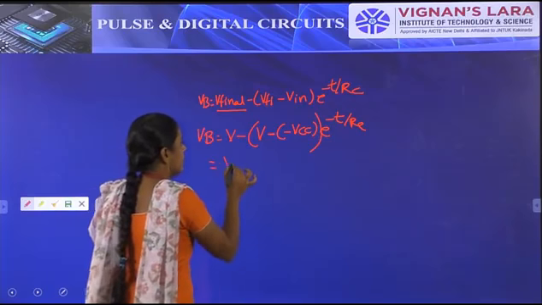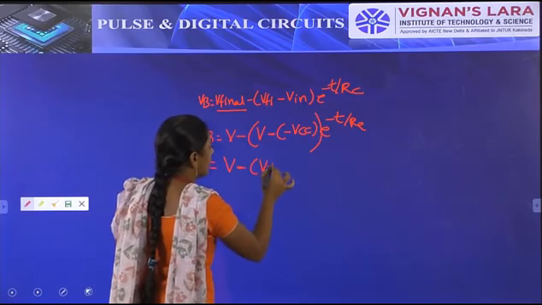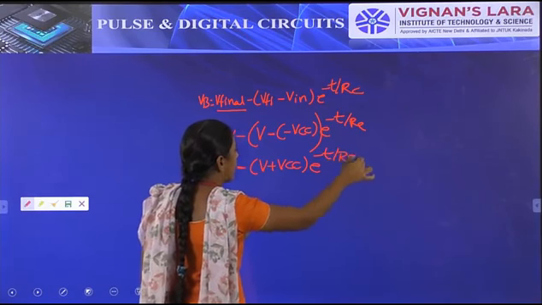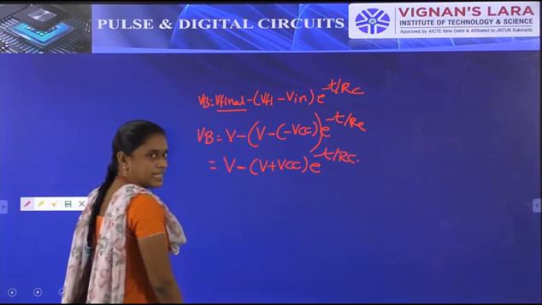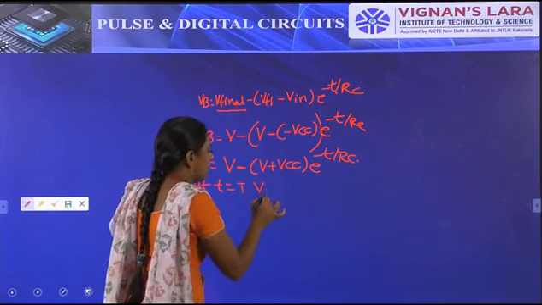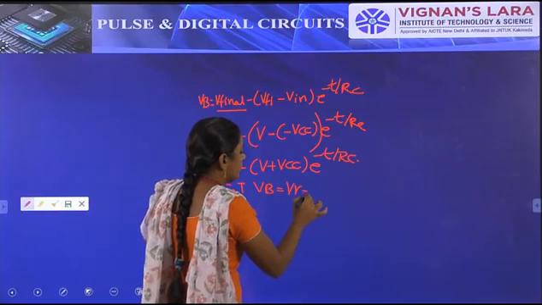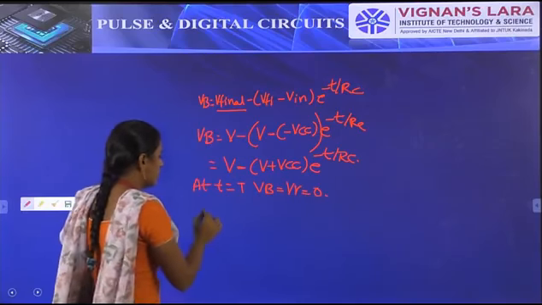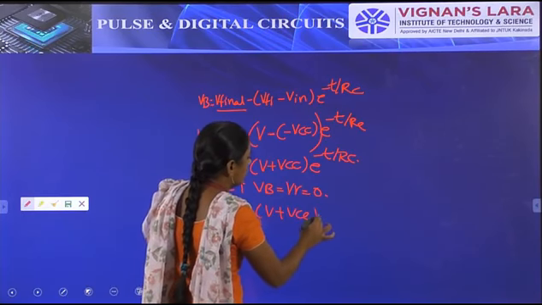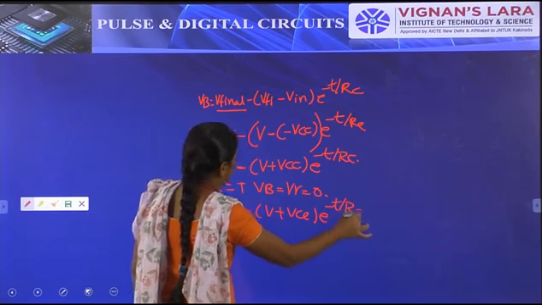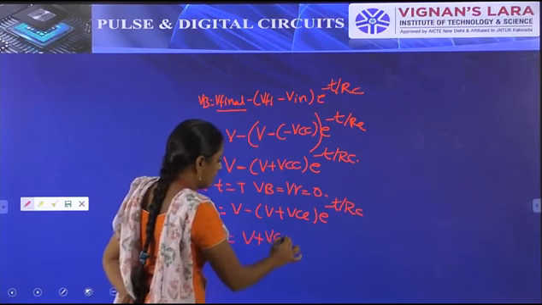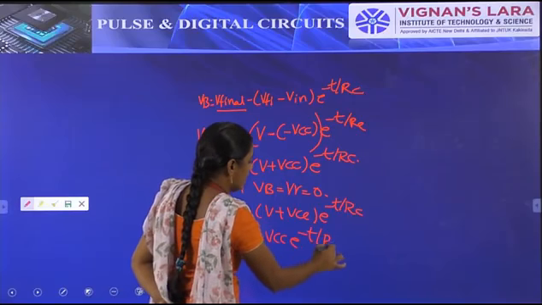And this one will be V minus (V plus VCC) e power minus T by RC. As we know that at t equal to capital T, VB will be V gamma, which is equal to 0. Just substitute the 0 here: 0 equals V minus (V plus VCC) into e power minus T by RC. So then what is the value of V? V is equal to (V plus VCC) into e power minus T by RC.